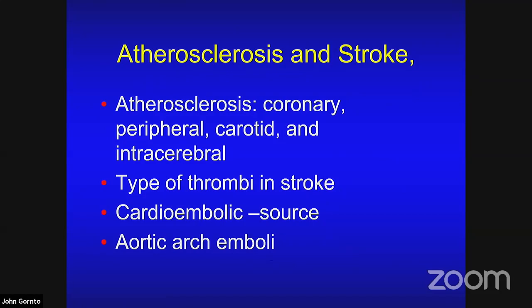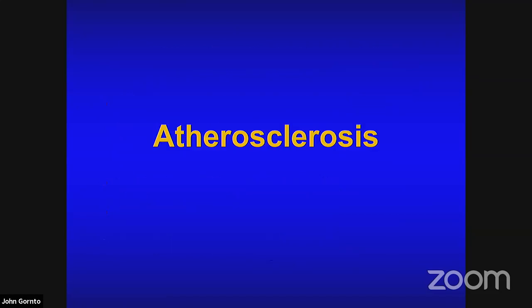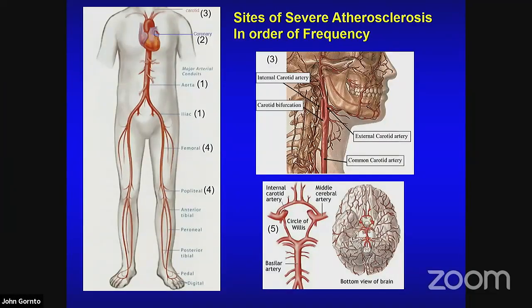To begin with atherosclerosis, I think all of you know this and I don't have to get into it, but by far atherosclerosis starts in the aorta, then you get it in the coronary, followed by the carotid, and then peripheral artery disease. And of course, there's also intracerebral disease, which usually is amongst the last to get atherosclerosis.